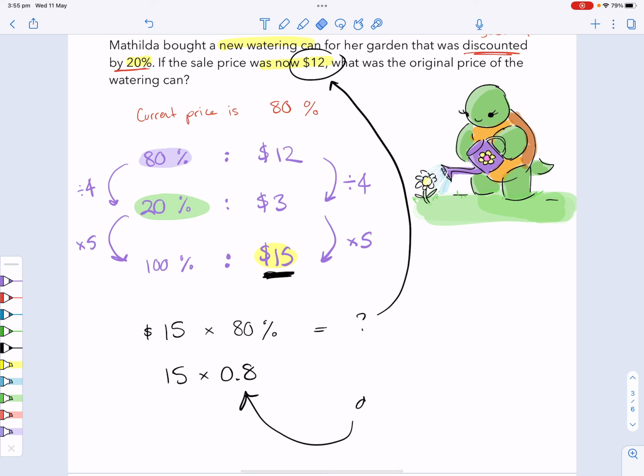So that is a way to just quickly confirm, and I believe I did that a few seconds ago, and that was the true answer. So 15 times 0.8 is $12. So it is the true answer. $15 must be the full cost.